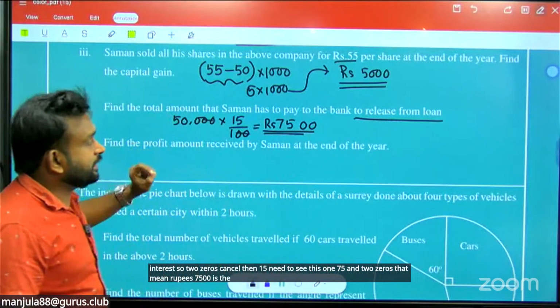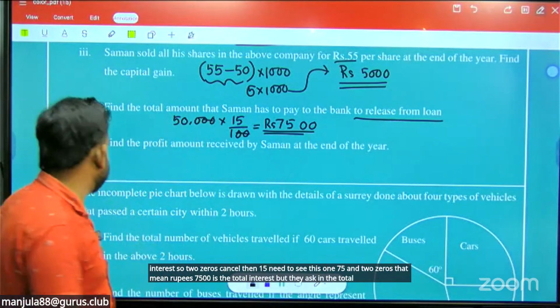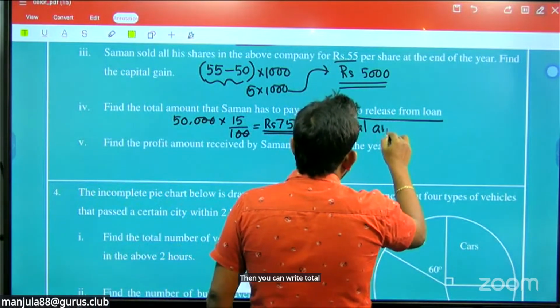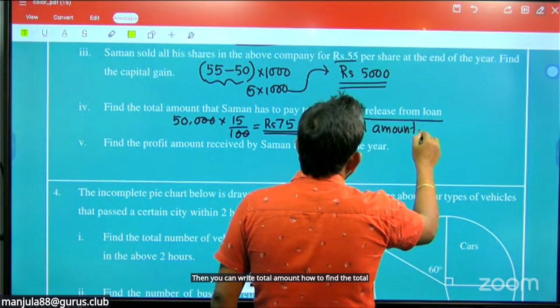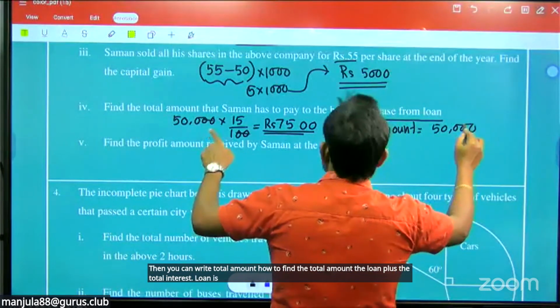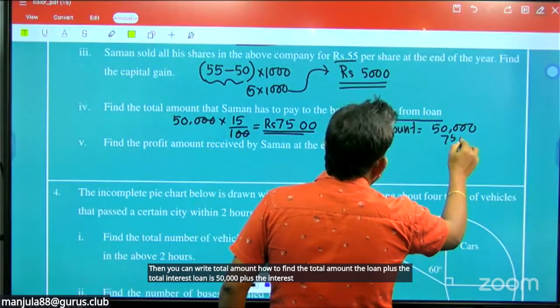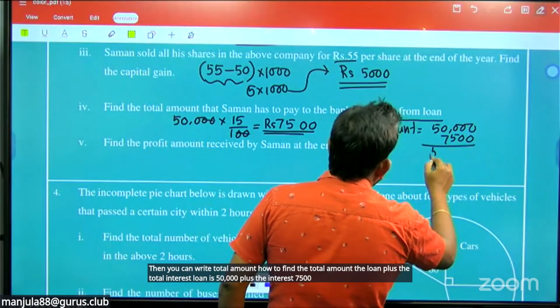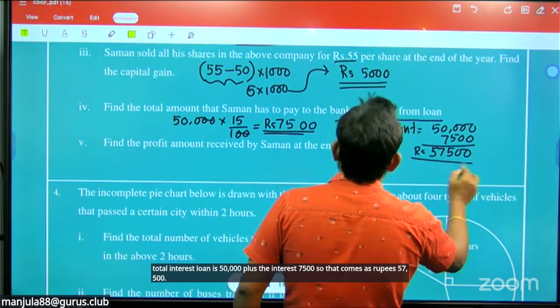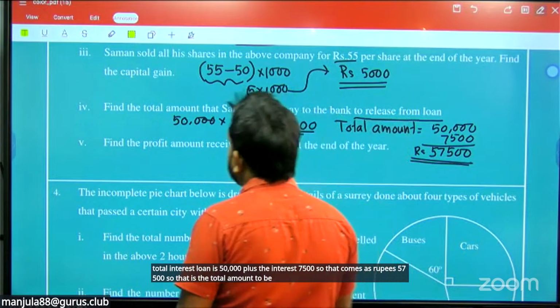So two zeros cancel, then 15 into this one, 75 and two zeros, that means rupees 7,500 is the total interest. But they ask for the total amount to be paid, then you can write total amount. How to find the total amount? The loan plus the total interest. Loan is 50,000 plus the interest 7,500. So that comes as rupees 57,500. So that is the total amount to be paid after a year.